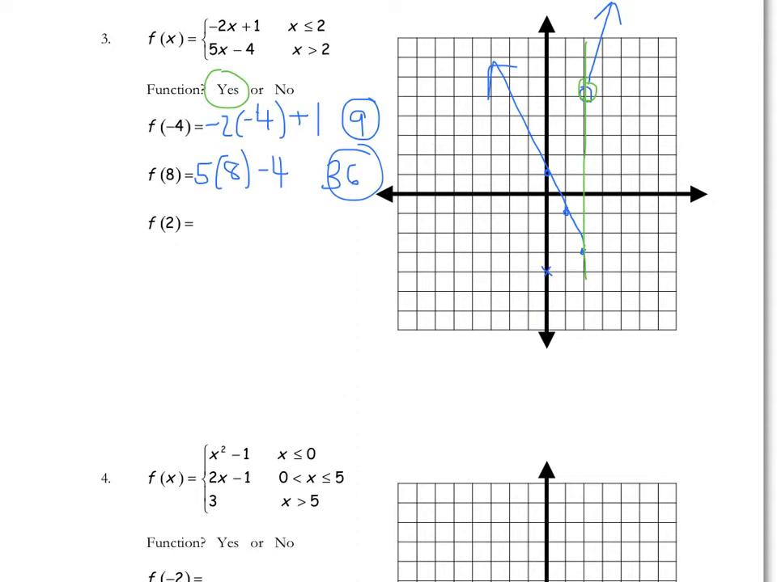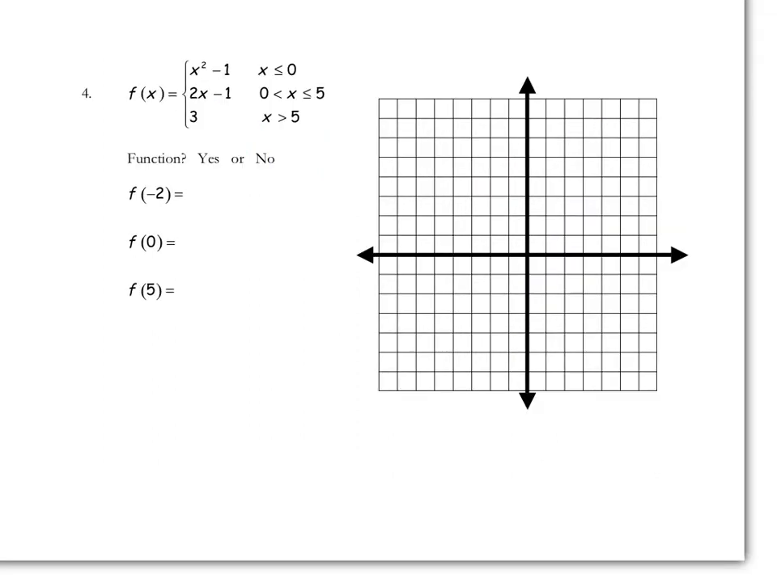For the third one, f of 2. This one I can do by just looking at the graph. When I go over 2, this piece up here is not included, so I want to use this piece down in quadrant 4, so when x is 2, my output is negative 3.